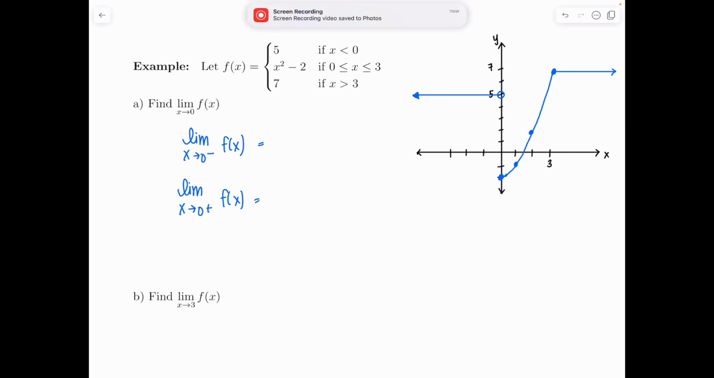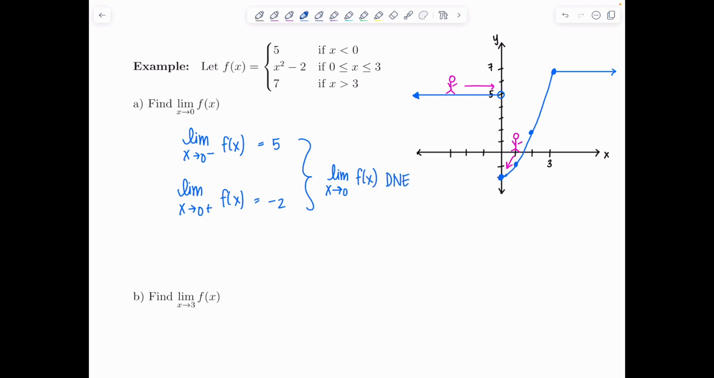Okay, let's see. So from the left of 0, here's x equals 0. From the left, we're over here on this part of the graph, just chilling. We're heading towards y equals 5. Now what about from the right side of 0? You're on this part of the graph. What y value are you heading towards? You're heading towards negative 2. Uh-oh, the limit from the left doesn't equal the limit from the right. So then we say the limit as x approaches 0 of f of x does not exist.